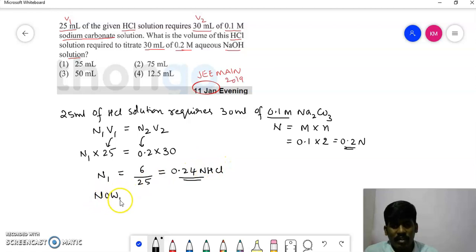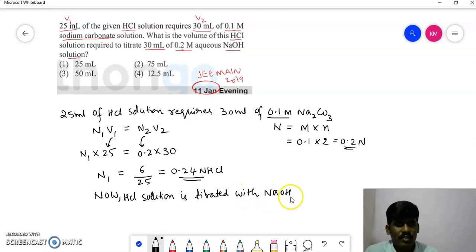So that point I am writing here. Now HCl solution is titrated with NaOH solution, right? Both HCl and NaOH are monoacidic, a monobasic acid and a monoacidic base respectively. So I can use the M1V1 is equal to M2V2 formula.